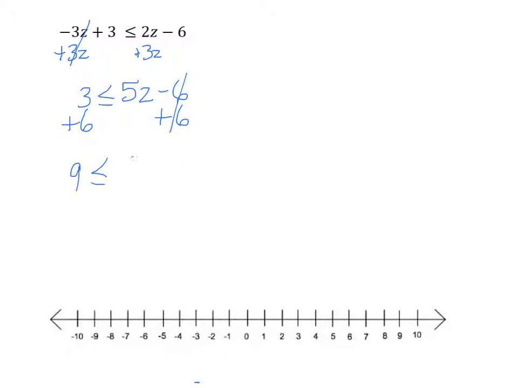So 9 is less than or equal to 5z. Divide both sides by 5. So I have 9/5 is less than or equal to z.